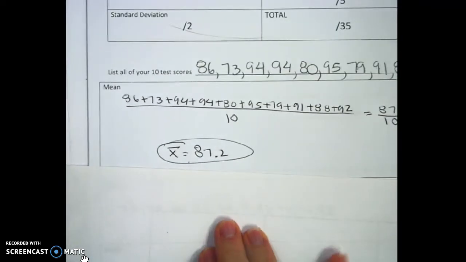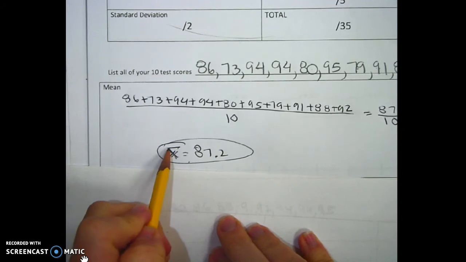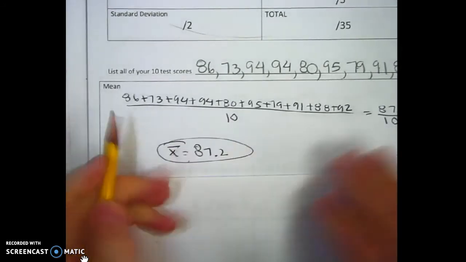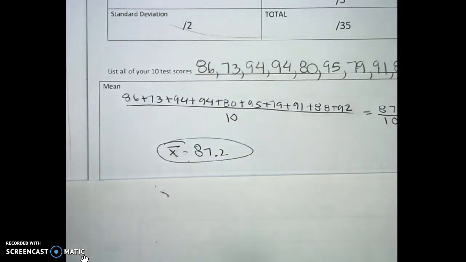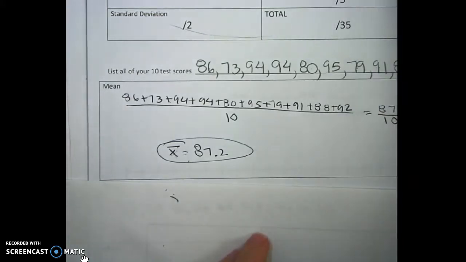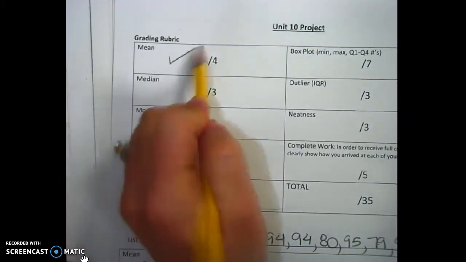Now the way you signify mean is by putting an X and a line on top. And so that's what you'll do for mean. Make it look a little bit nicer than I did. So mean is done. Check.